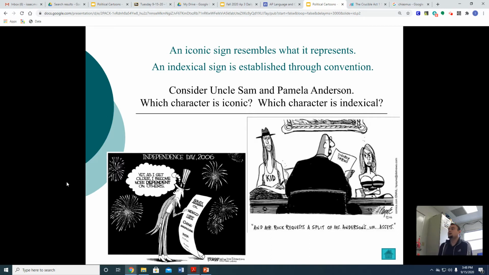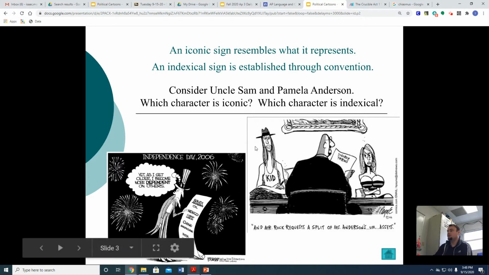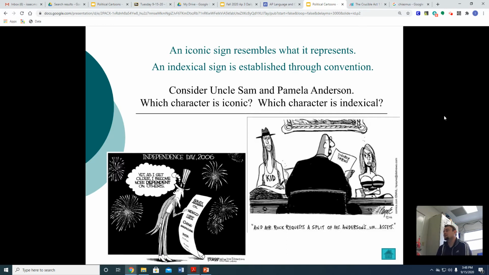Okay, so an icon sign resembles what it represents. An indexical sign is established through convention. So consider Uncle Sam down here on the left, and then Pamela Anderson and Kid Rock here. Which character is iconic versus which character is indexical? So just think about that for a second.